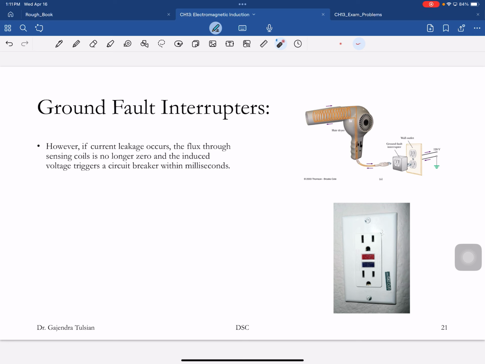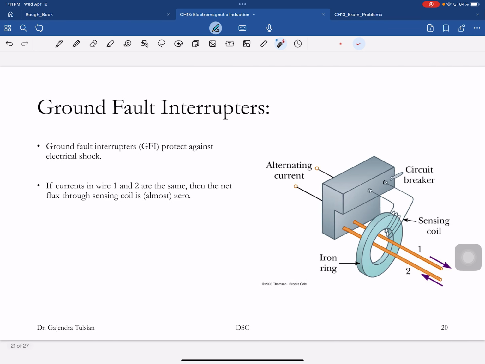So here's how this thing works. Here's the current coming in. Stick your thumb out in the direction of the current, and your fingers tell you this current is producing a magnetic field like that through this coil, and this current is producing a magnetic field outside in the opposite direction. As long as the current coming in is equal to the current going out, the magnetic field through this thing is zero, and this sensing coil doesn't produce any EMF.